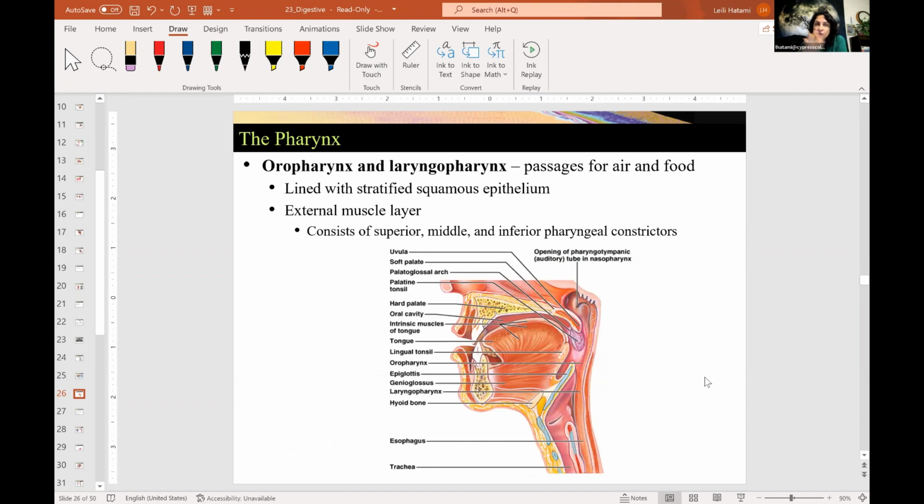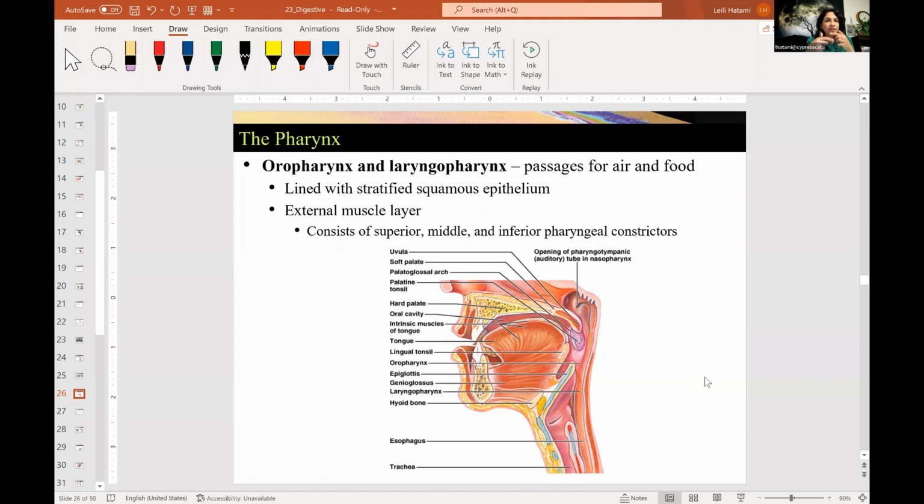So we talked about the oral cavity, which is the first part of the alimentary canal. With the help of the tongue and teeth, we can do the mechanical digestion. And then we talked about the salivary glands found around the oral cavity. Some are inside of the oral cavity, and the parotid gland is outside of it, but all of them release their saliva into the oral cavity.